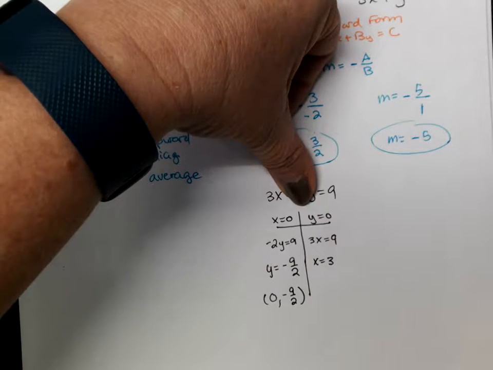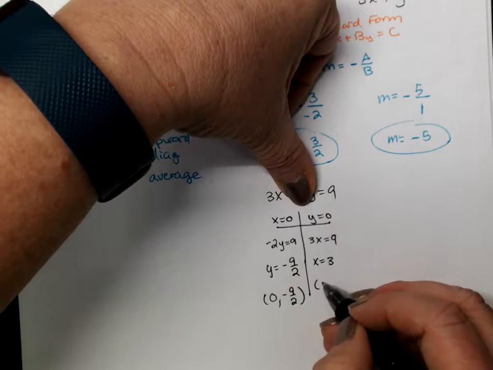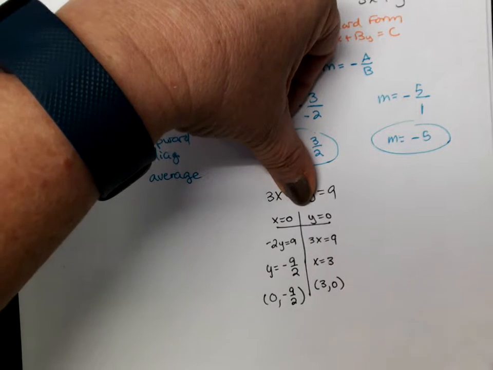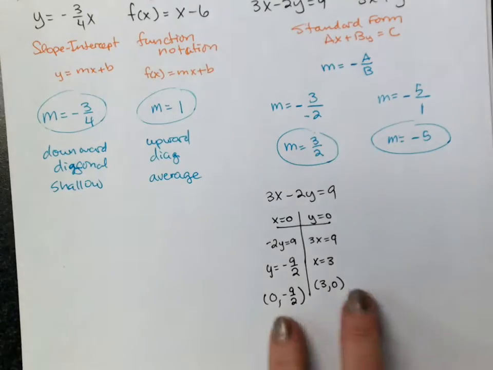Divide both sides by 3. So that gives me the point when x is 3, that was because y was 0. And boom, you have 2 points.